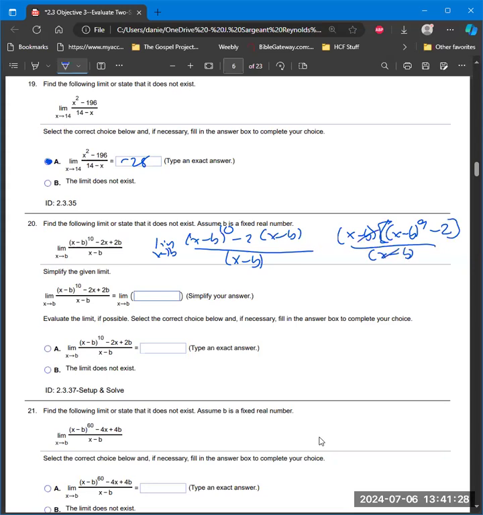This is limit as x approaches b. So that's going to be 0 to the ninth minus 2. 0 minus 2 is a negative 2. This is x minus b to the ninth minus 2.